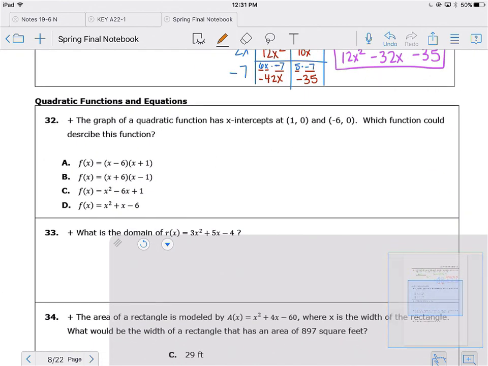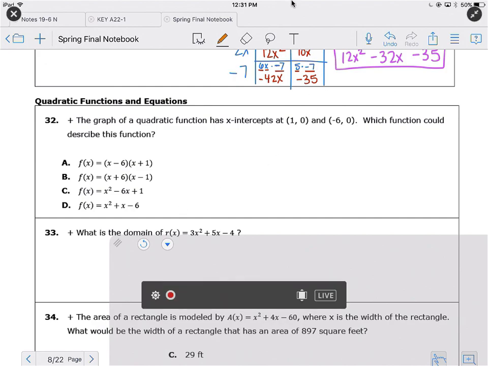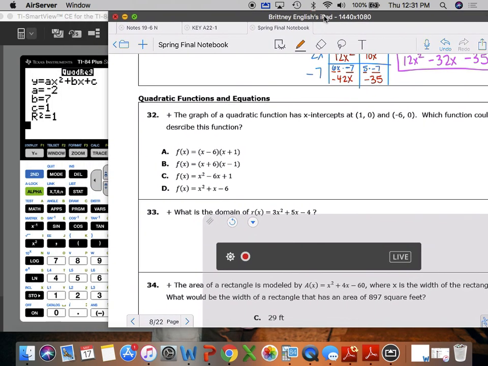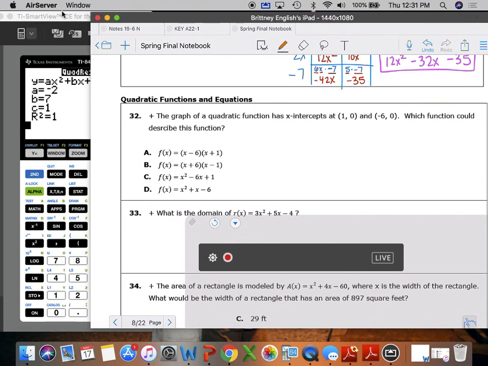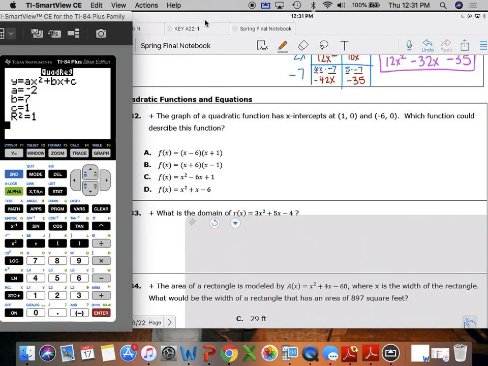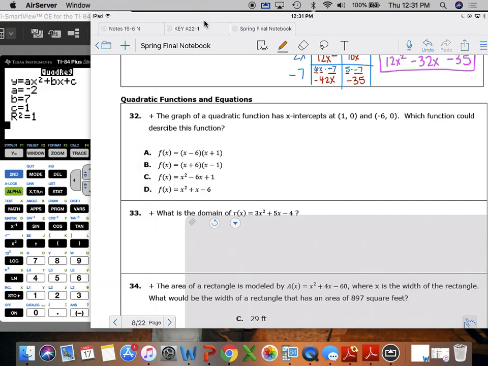Remember that the questions with a plus sign remind you that you might want to use a graphing calculator. So I have mine pulled up. If you need to pause the video to grab one, go ahead and pause it now, but you will want a calculator. So problem 32 says the graph of a quadratic function has x-intercepts at (1, 0) and (negative 6, 0). Which function could describe this function?